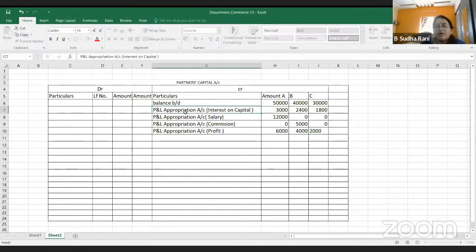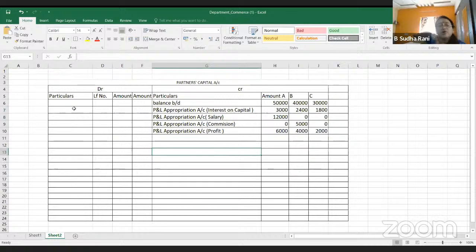So all these three we found in the P&L appropriation account, on the debit side, by writing partners' capital account for interest on capital, A's capital for salary, B's capital for commission. Whatever you have taken on the debit side of the profit and loss appropriation account, you are supposed to take on the credit side of the partners' capital account, and the respective amounts have to be posted.